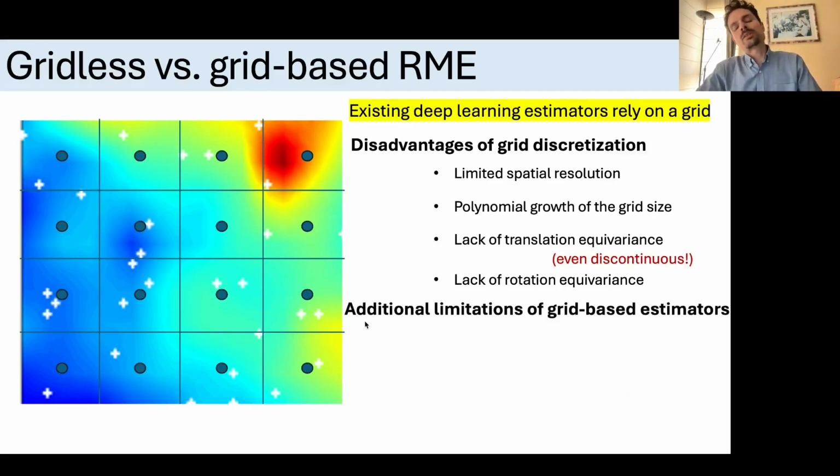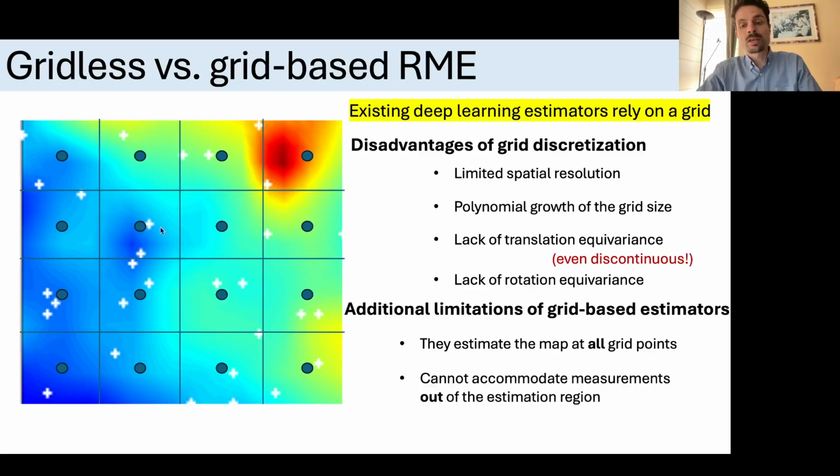And existing deep learning estimators suffer from other disadvantages, not because they use grid discretization, but because of their design. For example, they estimate the map at all the grid points, even though estimates may be required only at a subset of grid points. And also, they fail to accommodate measurements outside the mapping region.